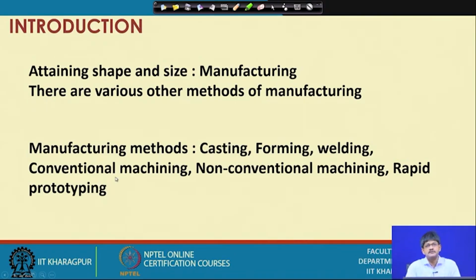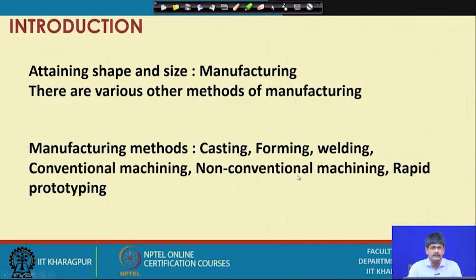What are these principles? It is something like this. If I remove material from a body by mechanical means, by applying force, that is generally referred to as conventional machining. We will see this in more detail, of course. Non-conventional machining is when we remove material from a body where some other principle of material removal is taking place, we refer to it as non-conventional.